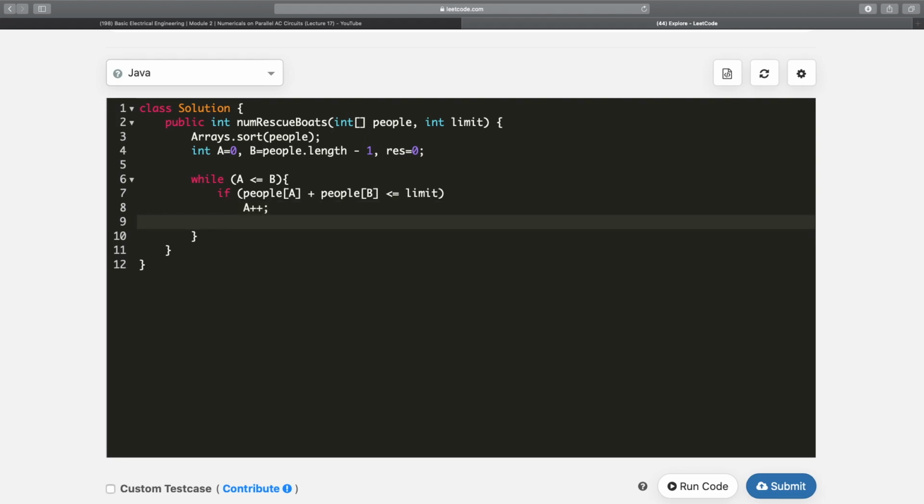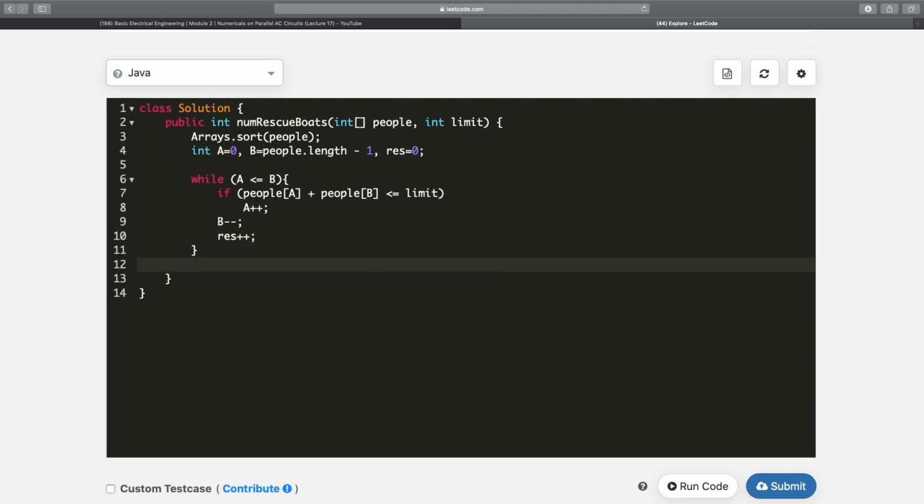And if this is not the case, no matter what, the person at B is always going to be moving. If we go in here, it just means that 2 people end up moving. But if we do not go in there, or even if we do, the person at B is going to go in the boat no matter what. To account for that, b minus minus, meaning that we're going to decrease the index of B by 1. And finally, we also need to increase the boats that we have, so result plus plus. In other words, we need to increase the number of boats we have.